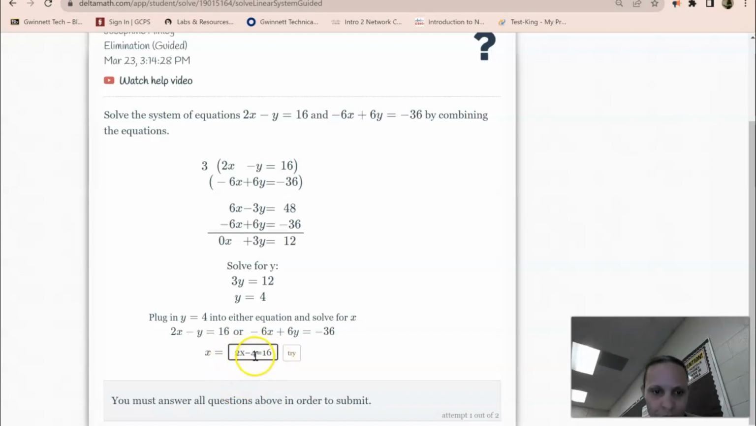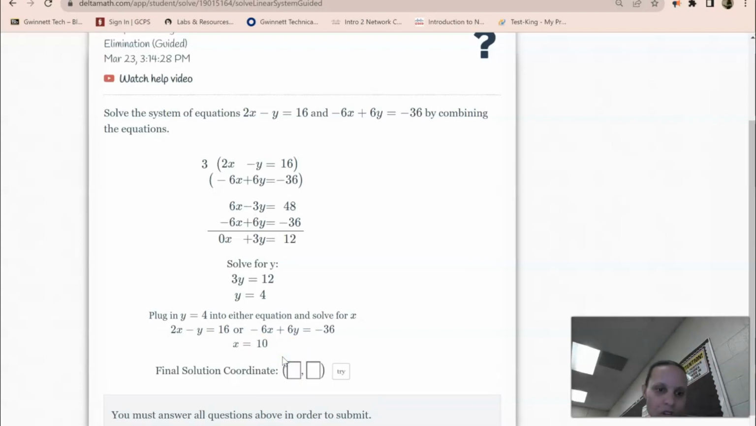And I'm just going to work out of here. What am I going to do to both sides? I'm going to add 4. I'm taking this to the other side, so this is plus 4. This is going to be 16 plus 4, which is what? 20. All right, then I'm going to divide both sides by 2, which is going to give me 10. Now I'm ready to try my answer, so I'm going to get rid of the x equals and try. That's right. So now I put in my final solution as a coordinate, x and then y. So I'm going to put in 10, and then I'm going to put in 4.